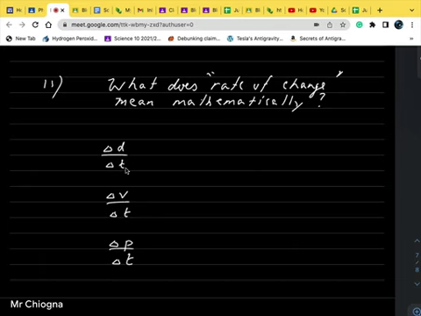Yeah, divided by time. Change in time or time. Usually initial time is 0, so it's just time. The rate of change is how quickly something changes. When you're talking about how quick something happens or occurs, it's dividing by time mathematically.